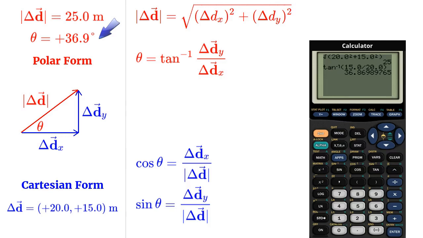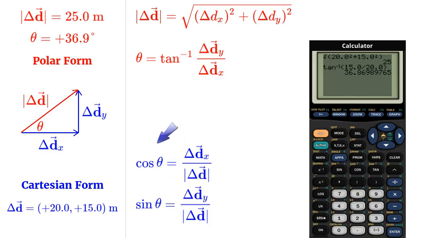Suppose we want to go the other way. Suppose we know the vector in polar form already, and we want to calculate the Cartesian components. Well, then we're going to use the blue color-coded equations, the sine and the cosine formula.